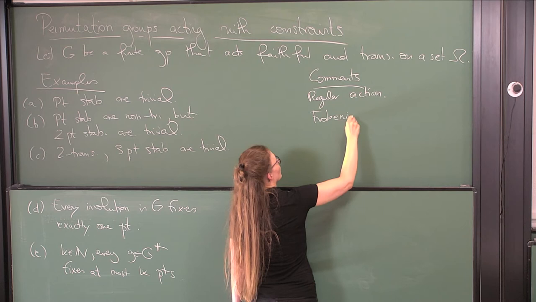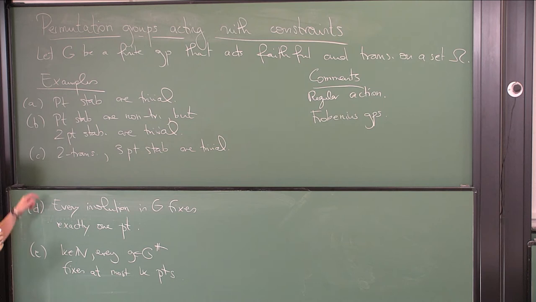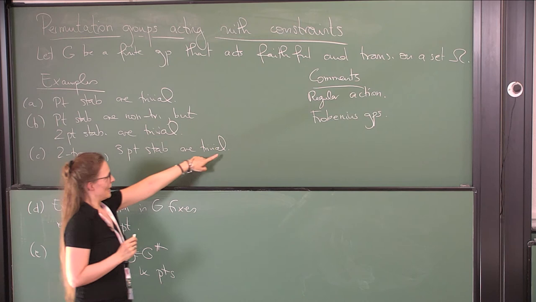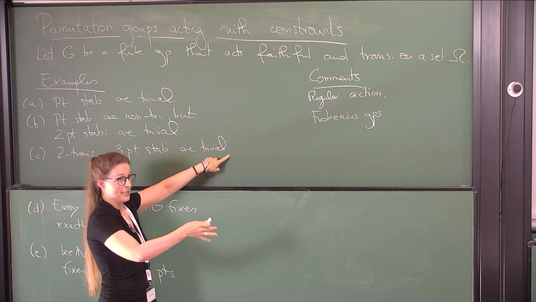What else? Maybe this one rings a bell too. So if we're two-transitive and three-point stabilizers are trivial, that's the definition. I mean, it depends. Some people have an extra constraint about not being degenerate somehow. These are Zassenhaus groups.